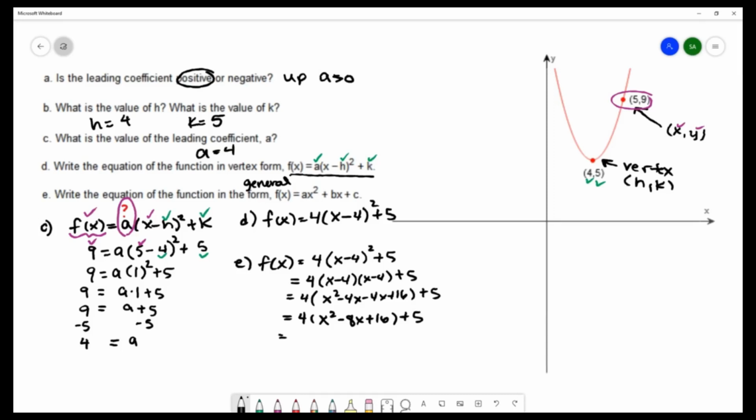And I'll distribute the 4. That gives 4x squared minus 32x. And let's see, 16 times 4 is going to be 64. And I'll combine like terms. 64 plus 5 is 69. So now we have our general form of the quadratic function being f of x equals 4x squared minus 32x plus 69.